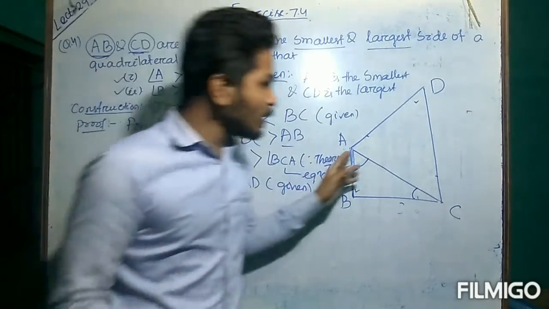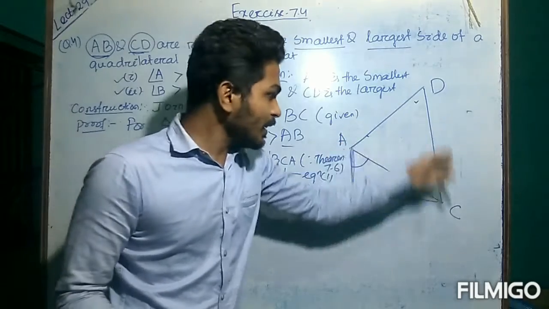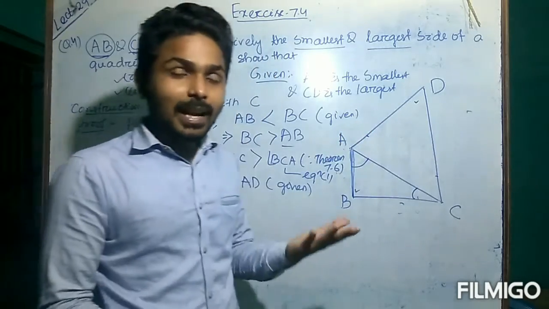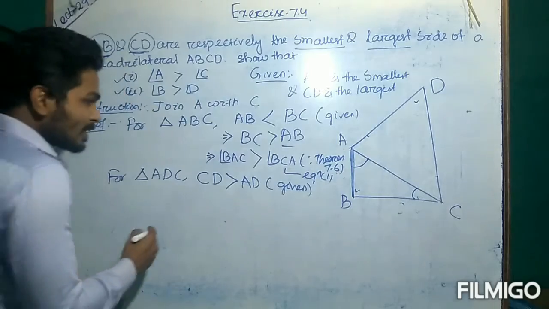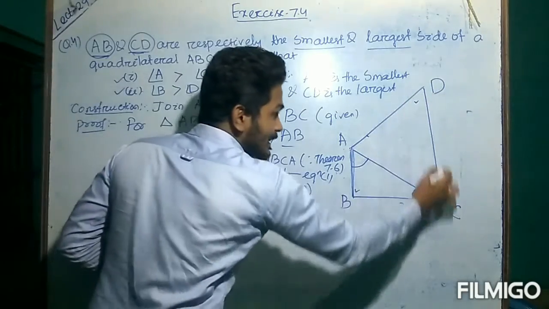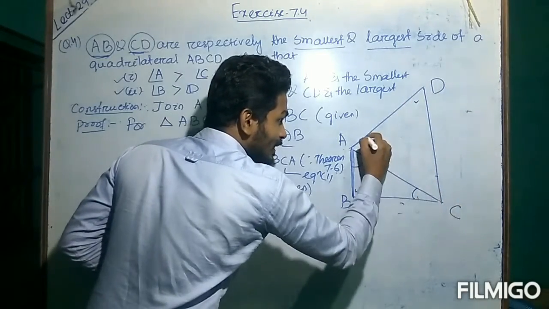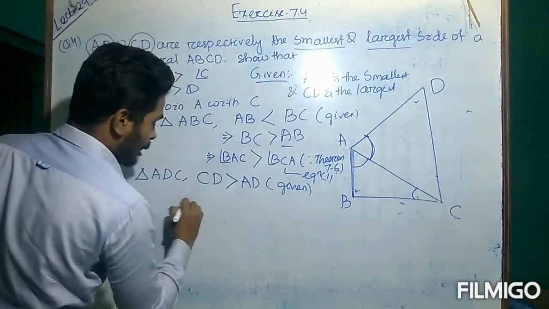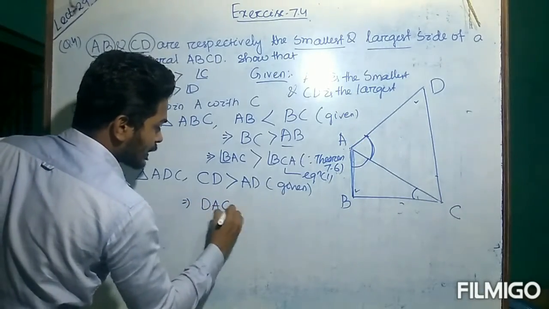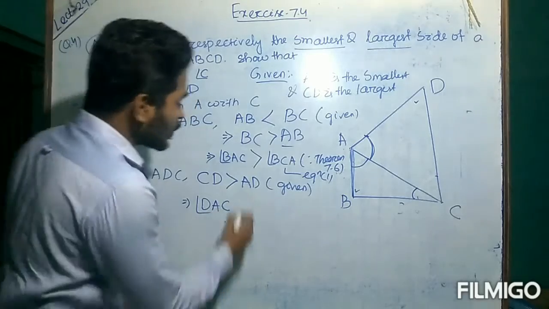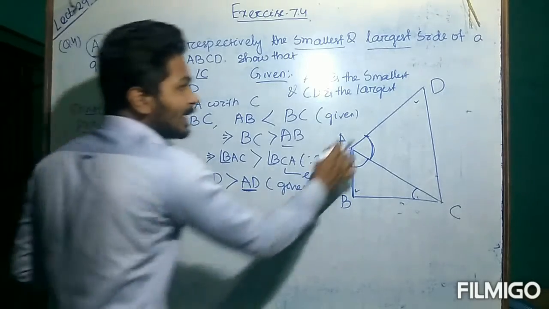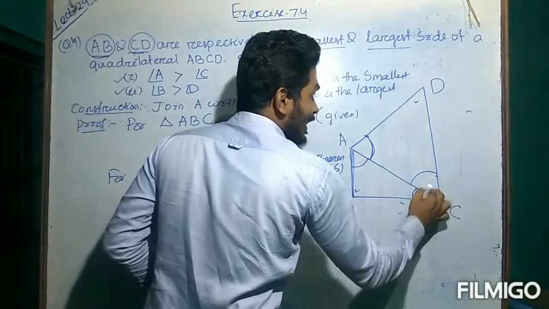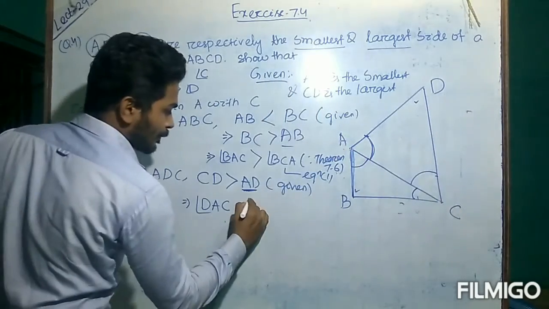Now, according to theorem 7.6, if in a triangle two sides are unequal, then the angle opposite to the larger side is larger. So which one is the opposite angle of side CD? This one. So angle DAC. Now, which one is the opposite angle of side AD? That means this angle, angle DCA.